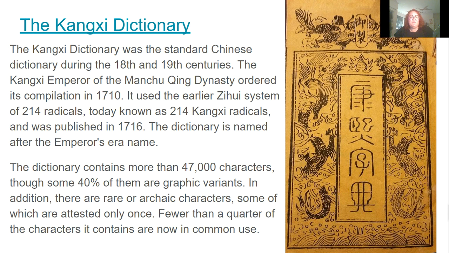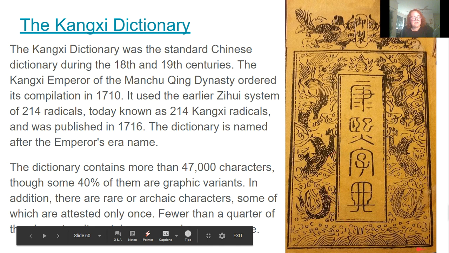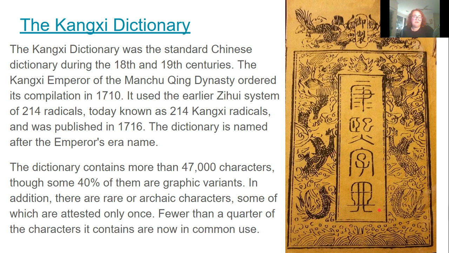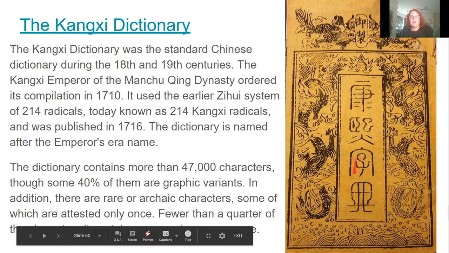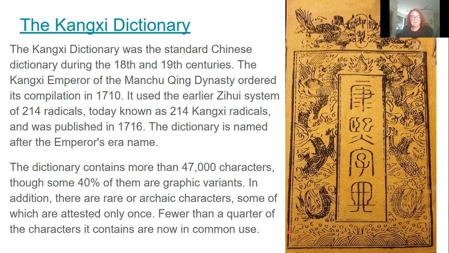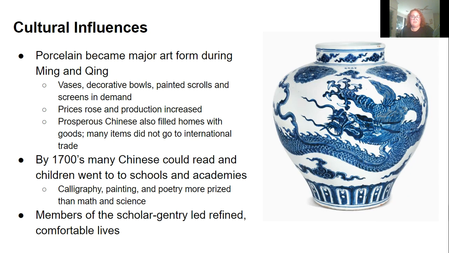So I will let you read a little bit about the Kangxi Dynasty's dictionary. It contained more than 47,000 characters, though some 40% of them are graphic variants that you can see a little bit here. There are rare or archaic characters, some of which are attested only once. Fewer than a quarter of the characters it contains are most commonly used now.